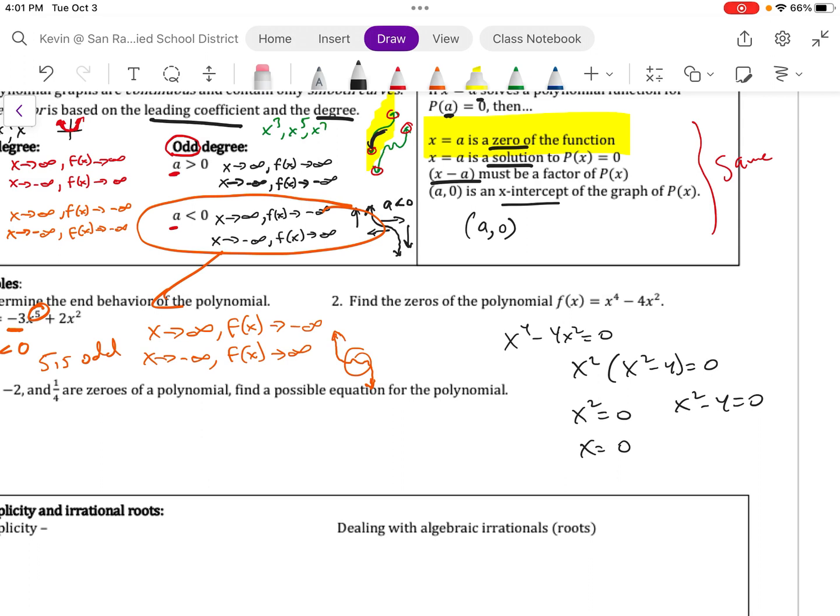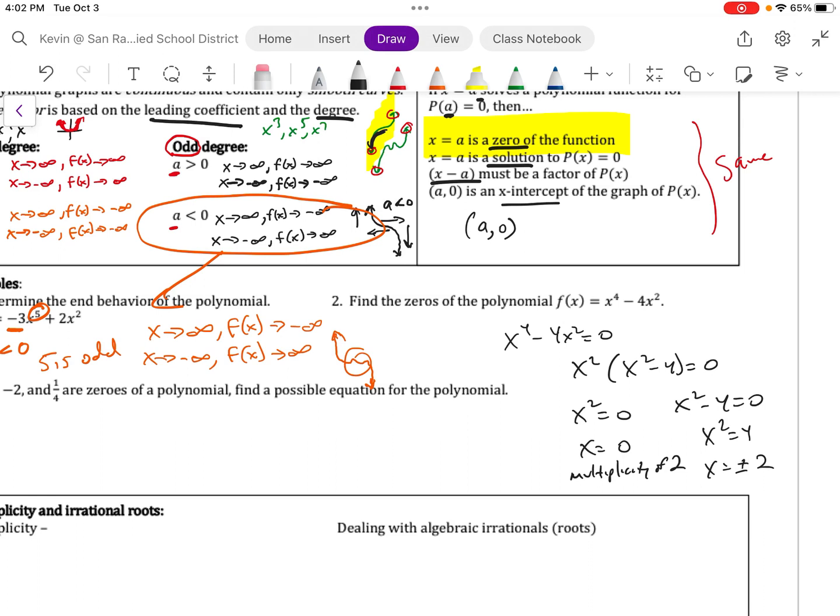Not to spoil it, but I'm going to mention this has a multiplicity of 2, because there's 2 of them. There's x times x, that's x squared, so x equals 0 and x equals 0. There are 2 zeros there, so that's why x equals 0 has a multiplicity of 2. And then on the other side here, we have x squared equals 4, so x equals positive or negative 2.